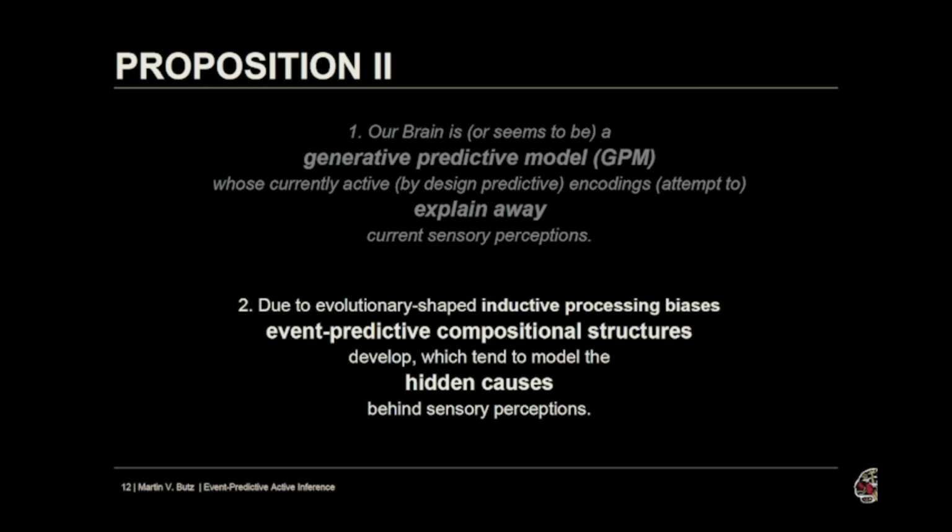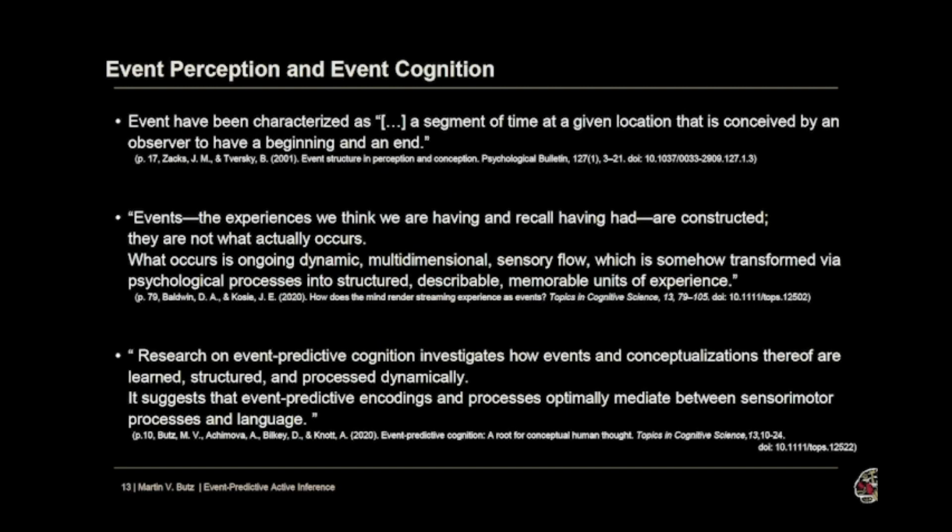So what are these events? I've talked here about these event predictive compositional structures, right? So what are these events? An event has been characterized as a segment of time at a given location that is conceived by an observer to have a beginning and an end. A very general characterization of events. An event being something where something unfolds in a systematic manner. And this unfolding starts at some point and typically ends at some point. So it's a stretch of time where something is consistent.